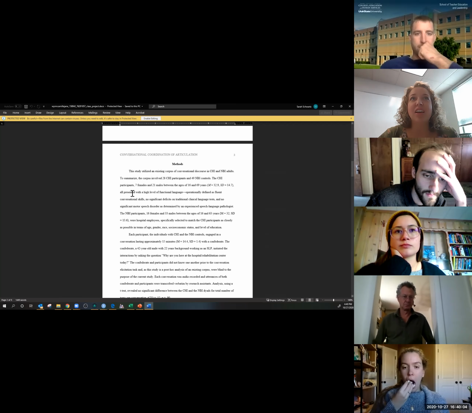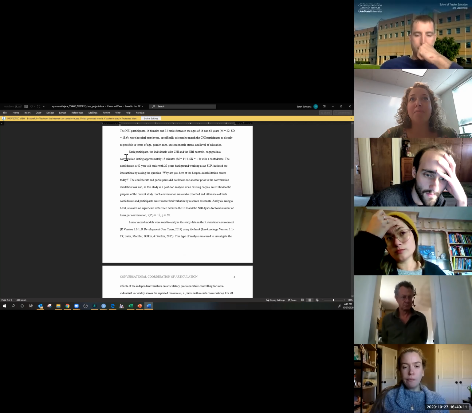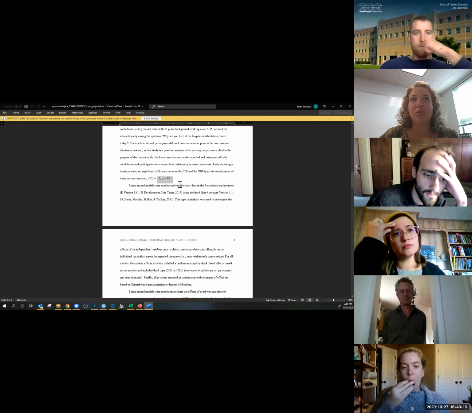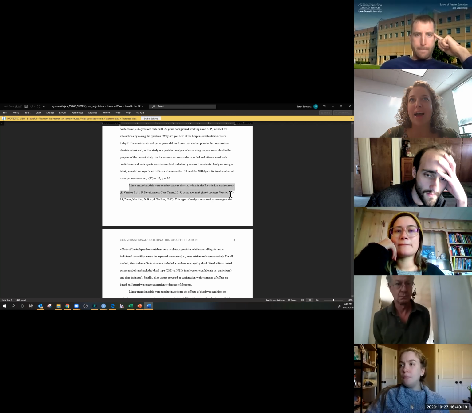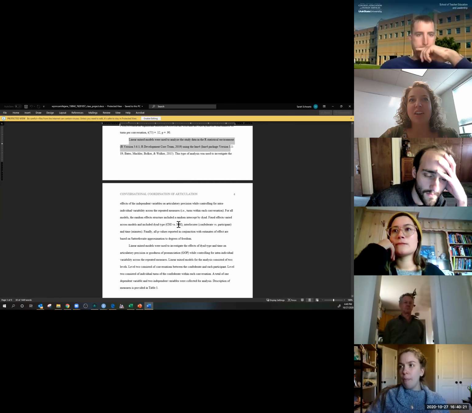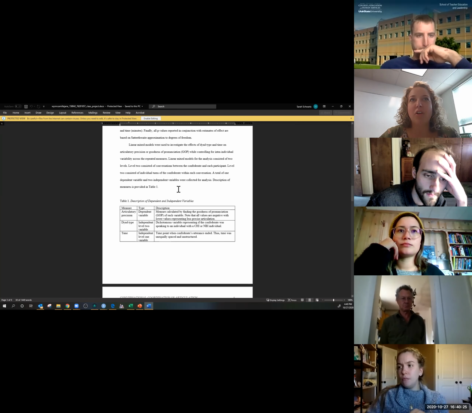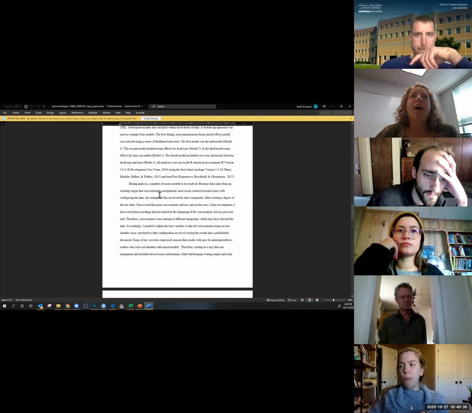Then her methods, she talks about who was in the sample, what did they measure on the people in the sample, and then here she goes in. Linear mixed models were used to analyze the data in the R statistical environment using the LME4 package. And then she talks about the steps. She has a little descriptive table of her independent, dependent variables. That's an option, not required.